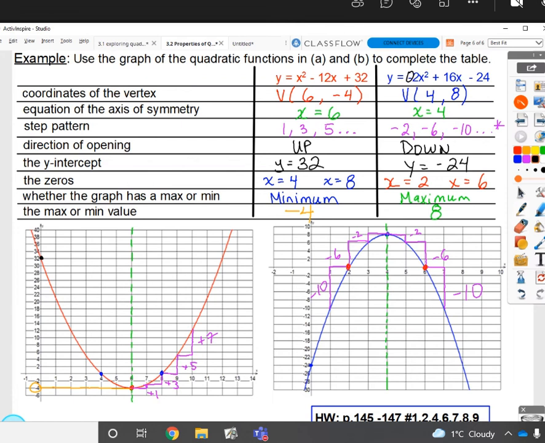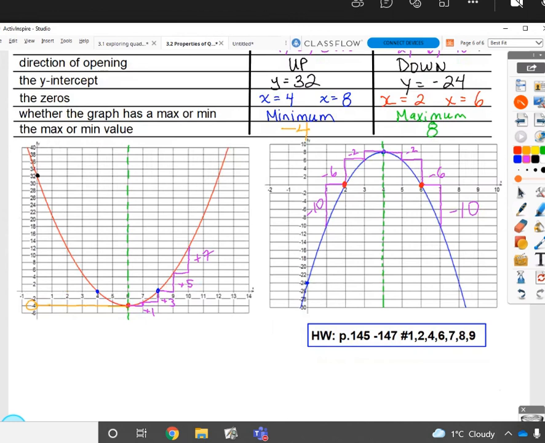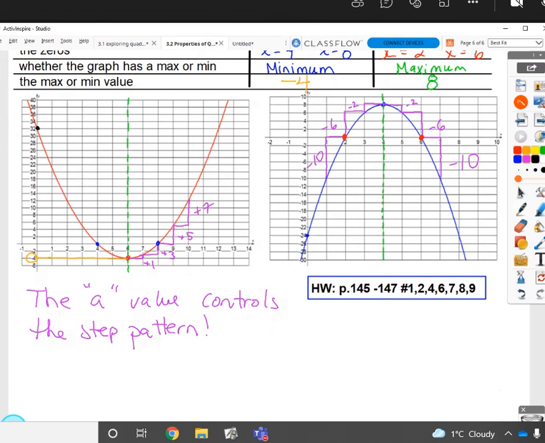And if you look carefully, check this out. The A value is 2. So this A value, well, this is probably worth even writing down. The A value controls this step pattern. Now you're probably wondering, well, what do I mean by that? What do you mean that the A value controls the step pattern?